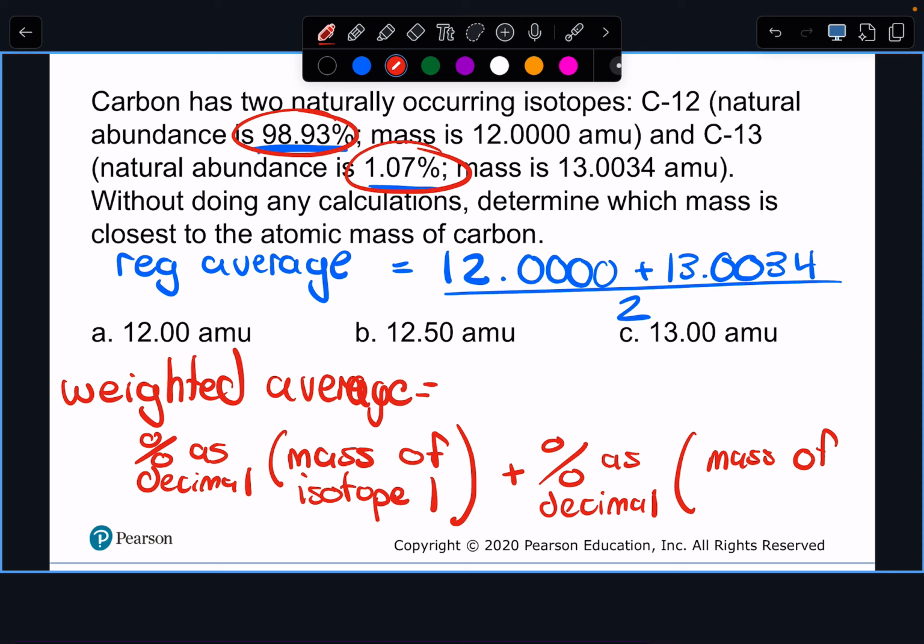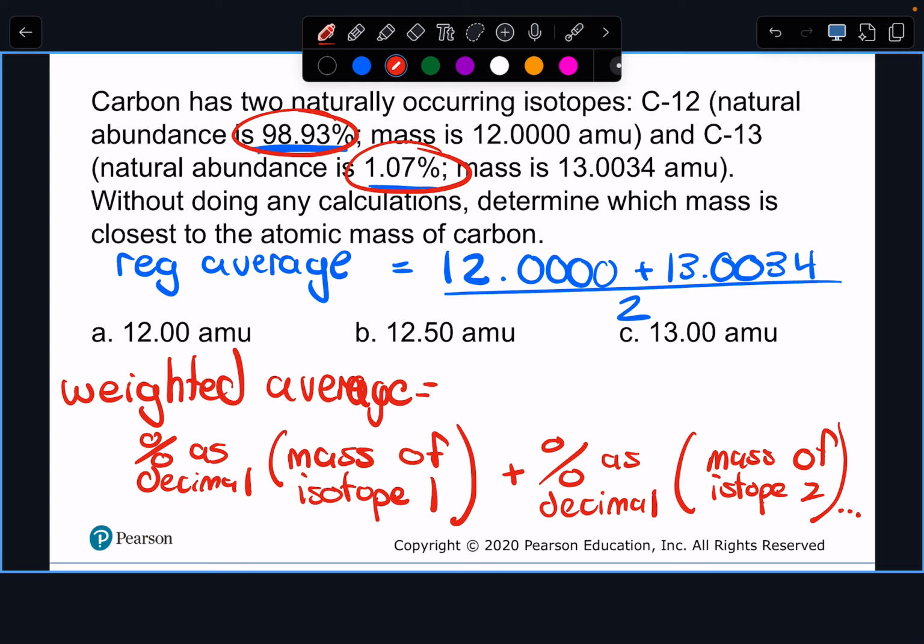And if you had more isotopes, you could continue on with however many you had, as long as their percentages add up to 100%. You can use as many isotopes as you're given. Okay, so how does this square with a regular average?